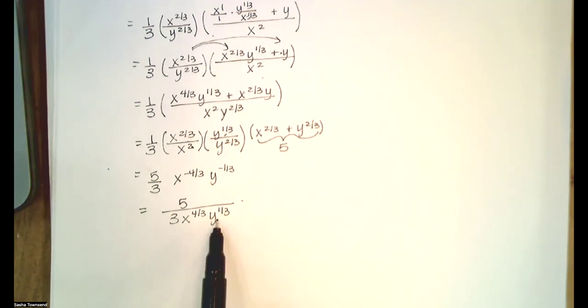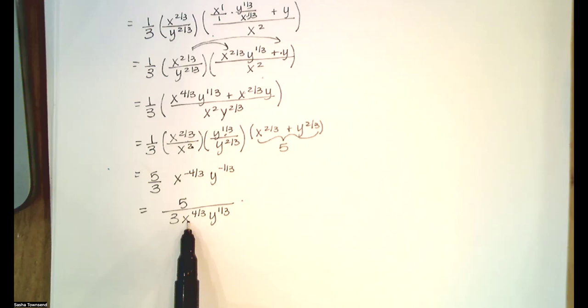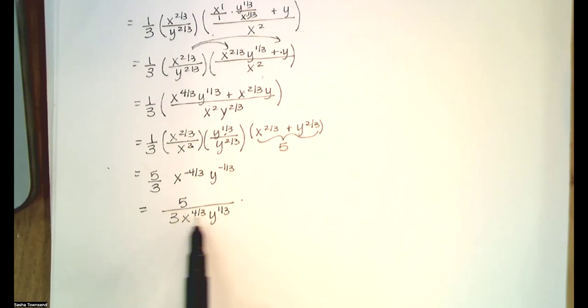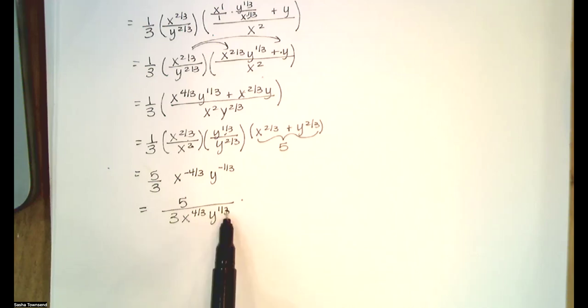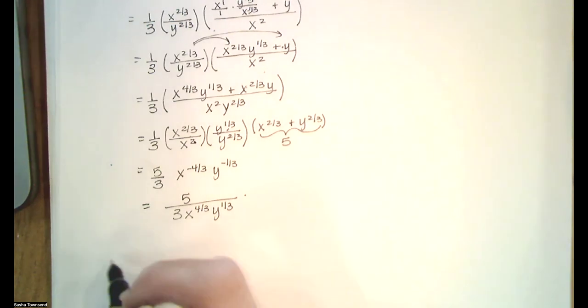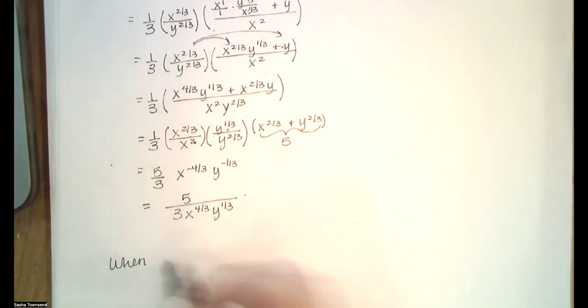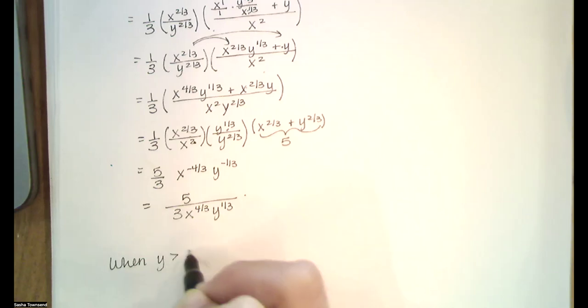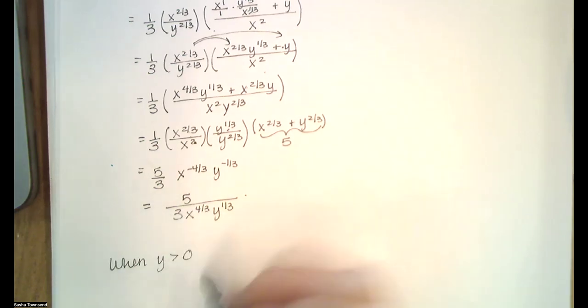So when y is positive, and x is positive, well, x to the 4/3 is always going to be positive, no matter what x is, because what this is saying is take x, raise it to the 4th power, which is always going to be a positive number, and then take the cube root, so it's still positive. Y to the 1/3 is going to be positive when y is positive, and negative when y is negative, because the cube root can be positive or negative. So when y is positive, the second derivative is positive.